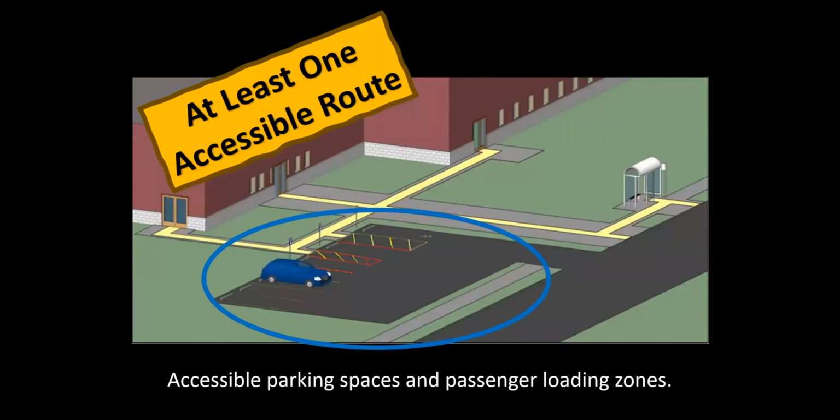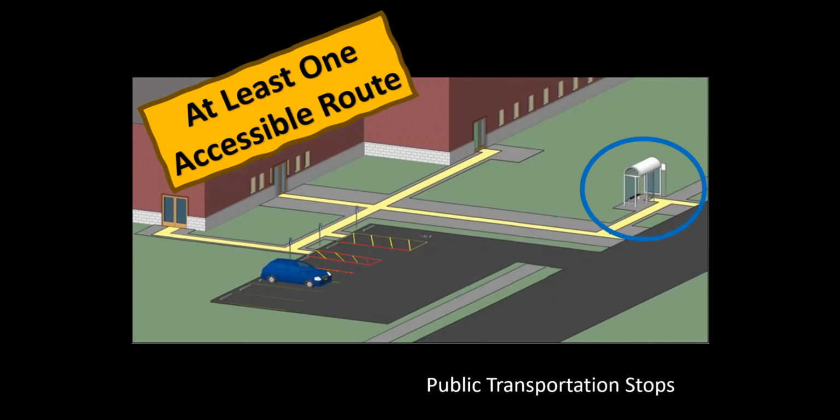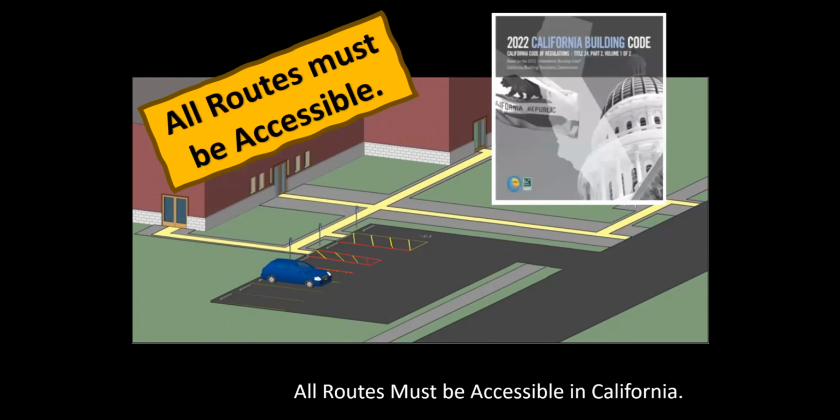It states that at least one accessible route shall be provided within the site from accessible parking spaces and accessible passenger loading zones, and from public streets and sidewalks, and from public transportation stops to the accessible building or facility entrance they serve. The California Building Code does not allow only one route to be accessible where more than one route is provided. If more routes are provided, then all routes must be accessible in California.